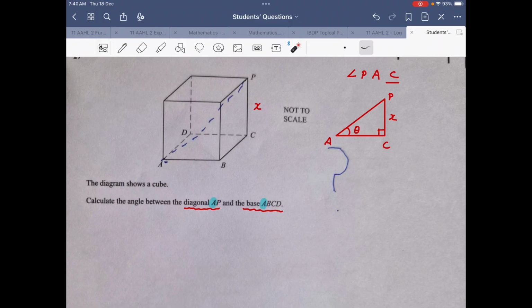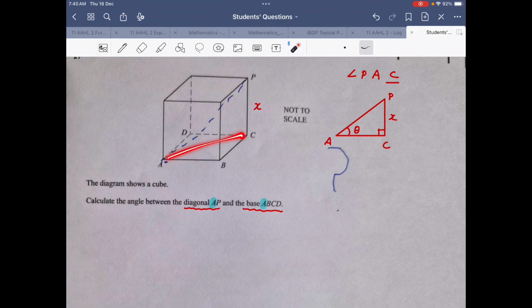In order to find this angle theta, we need to figure out either the length of PA or the length of AC. Which one is easier? AC is here, AP is here. I think it's easier to find AC, then after that you could find AP. So I think AC will be enough, more than enough. Let's look into the length of AC. How do you find AC?